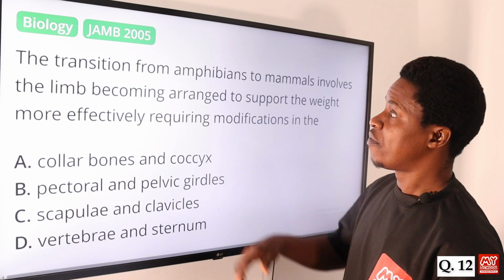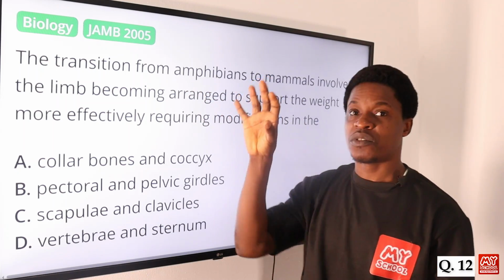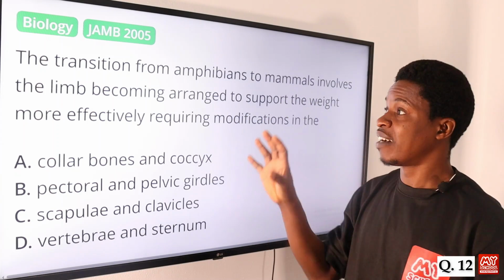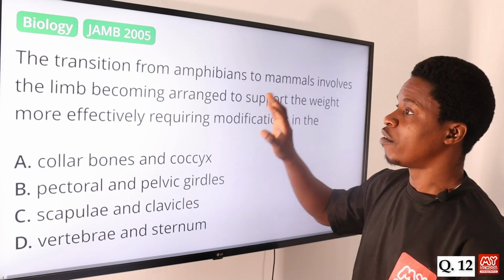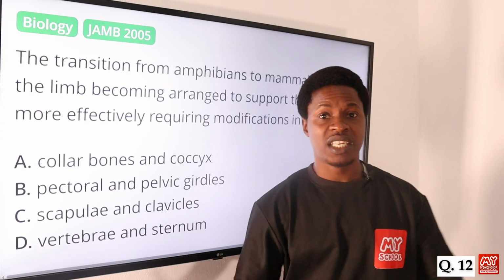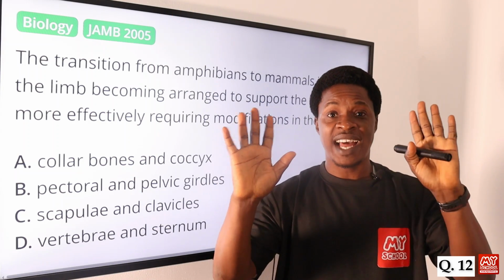the what? Now don't forget we are looking at what? Amphibians to mammals. How they were able to transition. We call that the evolutionary transition, okay. The transition from amphibians to mammals involves the limb. When we talk about the limb, we are talking about this and then the legs, okay. We have the hands, okay, and the legs.